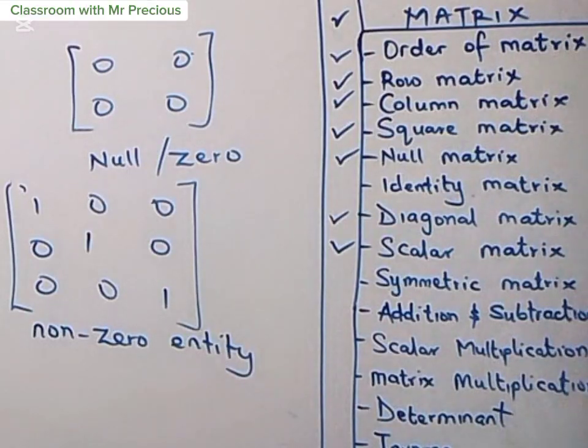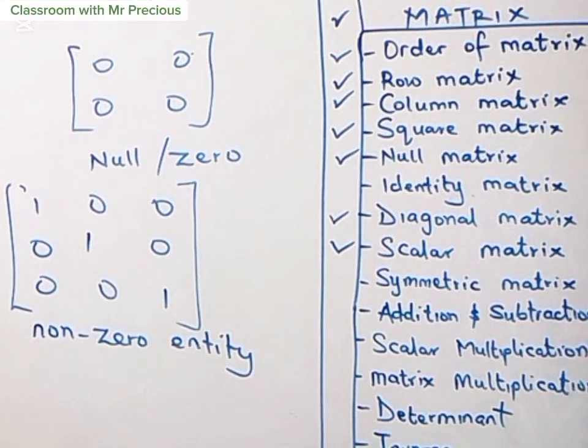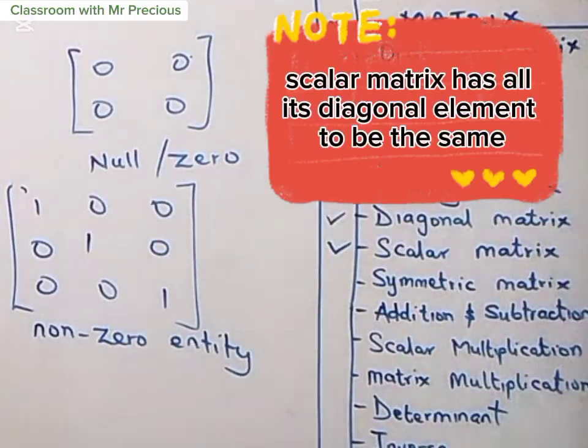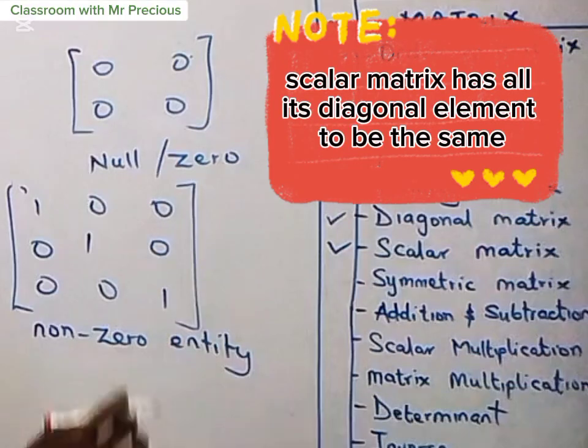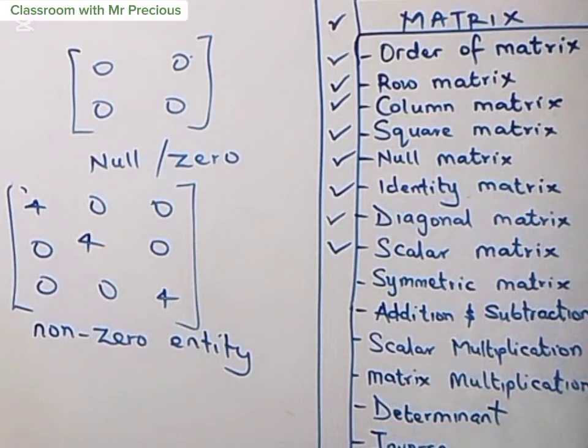It is called a scalar matrix. And in this case, because it is 1, 1, 1, it is also called an identity matrix. So a scalar matrix is a matrix that has the diagonal entries to be the same. So something like 4, 4, 4 is a scalar matrix.